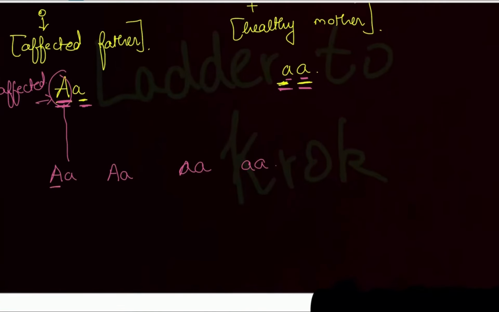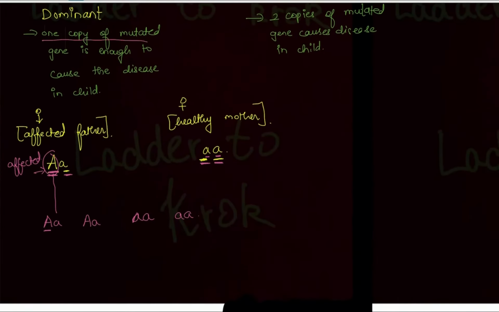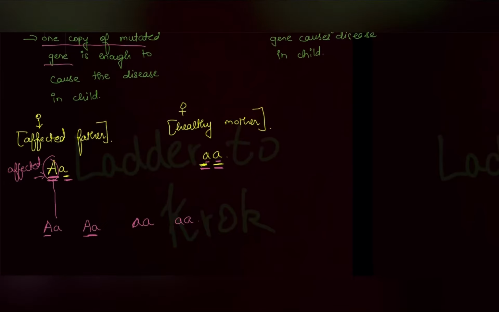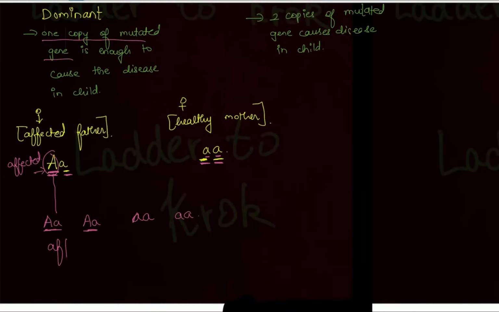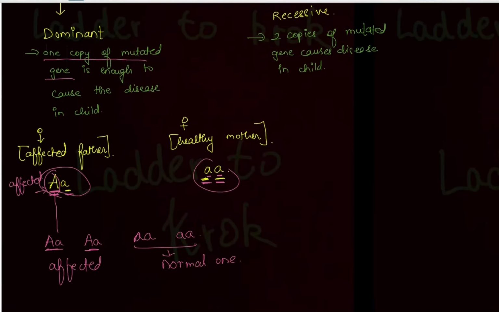As I said, the dominant says one copy of mutated gene. The mutated gene in our case was capital A, the dominant one. So if it is present in a child, then the child will have the disease. So we have here 2 affected children. These 2 are affected, whereas these are the normal ones. And this genotype could be reversed. This can be present in the female, this can be present in the male. In either case, the child will get affected. If the dominant gene is mutated, then the child will also have the disease.